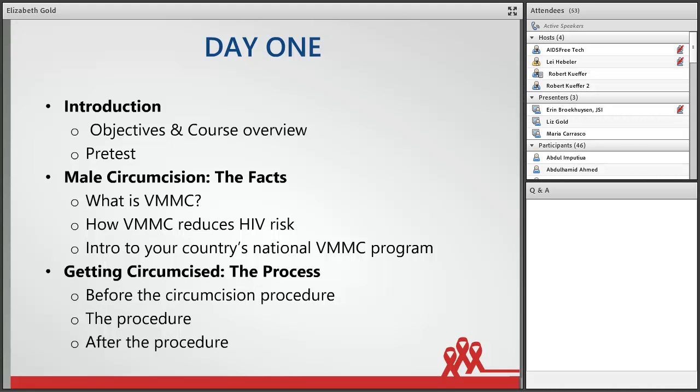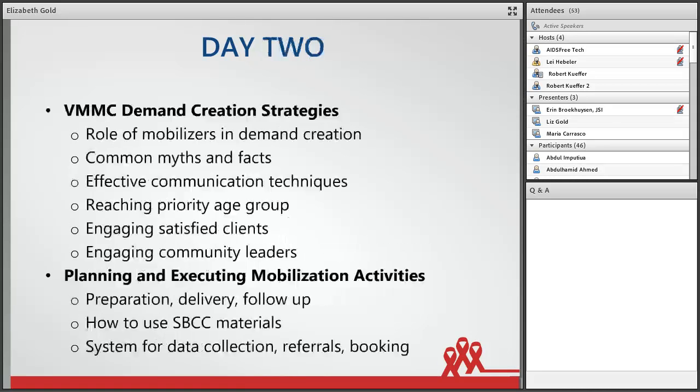On day 1, as you see here, it's focused on the clinical aspects. What is the VMMC, the benefits and limitations, its role in combination prevention, and what happens the day of the procedure, walking through the process, what a client would go through before, during, and after. Day 1 should be facilitated by a clinical director or a very experienced provider. There's also a brief overview that day of the country's national VMMC program that can be presented by the ministry. There's small group discussions and games, so it's not just death by PowerPoint.